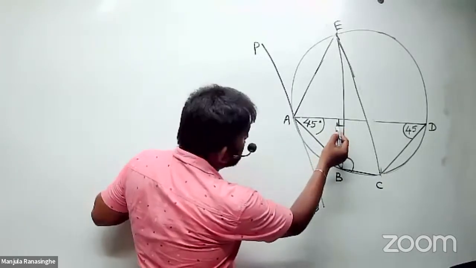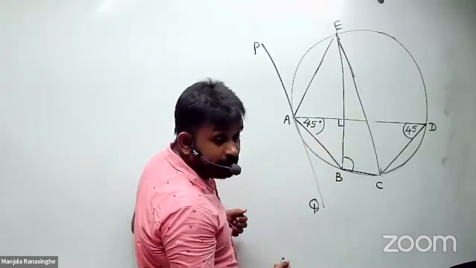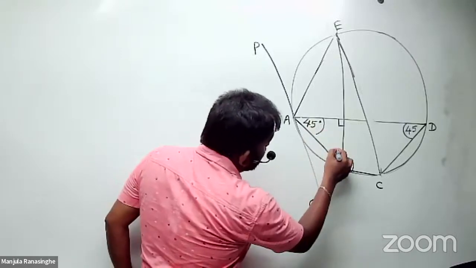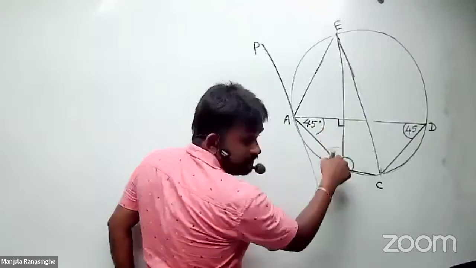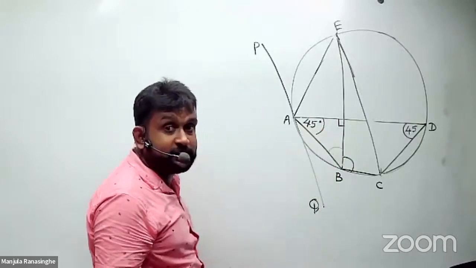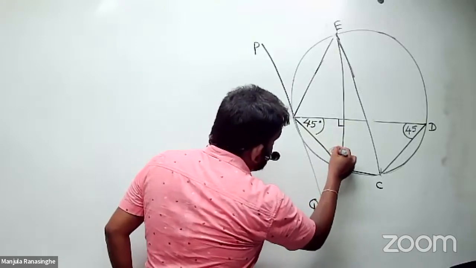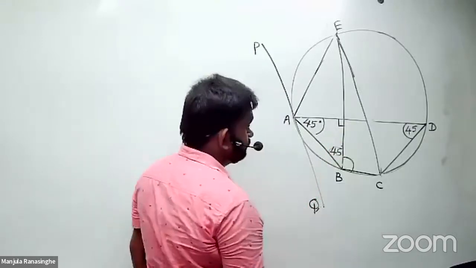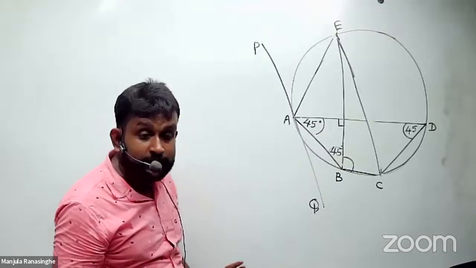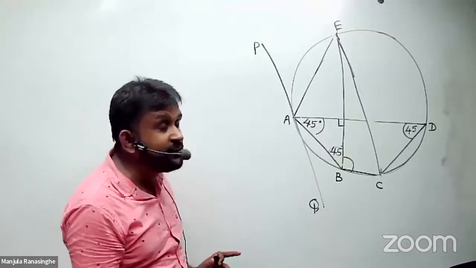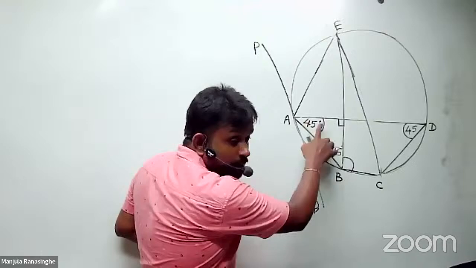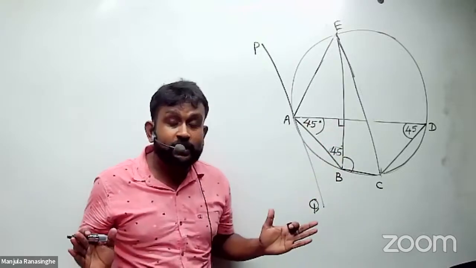Now see there, this is 90 degree and this is 45 degree. So you can find out this part because that is a triangle, so the angles add up to 180. So this is 90, 45, which means that shall be 45 degree. What is the theorem behind that? The interior angles in a triangle add up to 180.